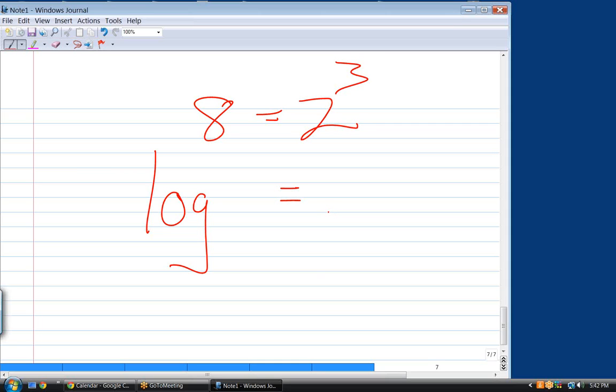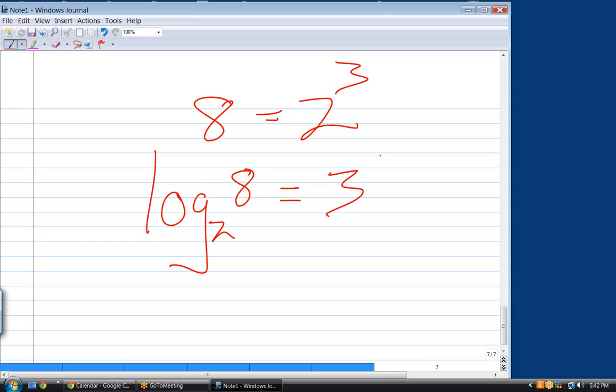Logs are exponents. What is the exponent in that equation? Exponent is 3. Okay, so I know that much. Whatever the logarithmic expression is, I know that it has to equal 3. Now, where do the other two numbers go? The base would be 2, and then the last part would be 8. And the argument would be 8. Okay? So this is the way you write that.